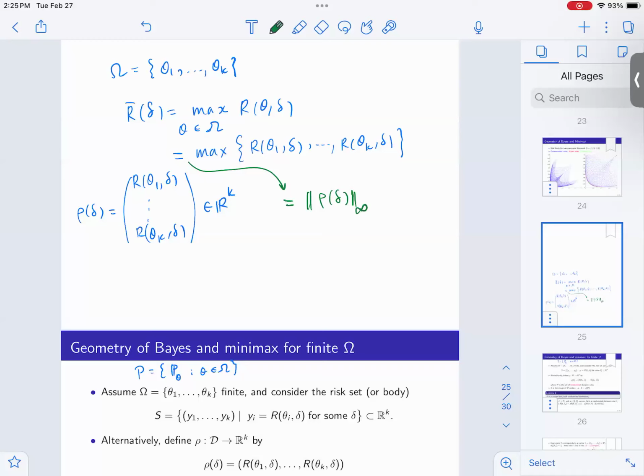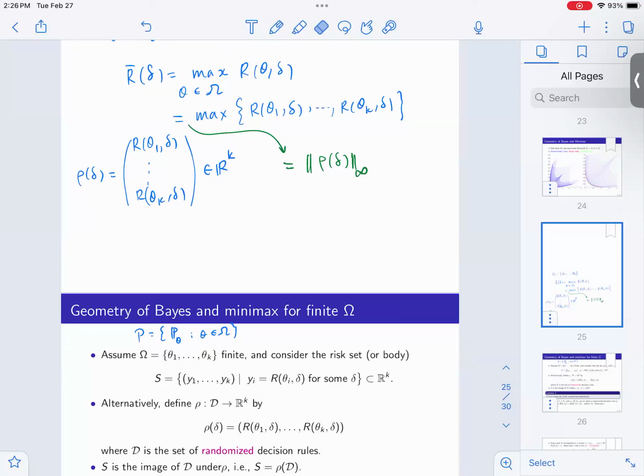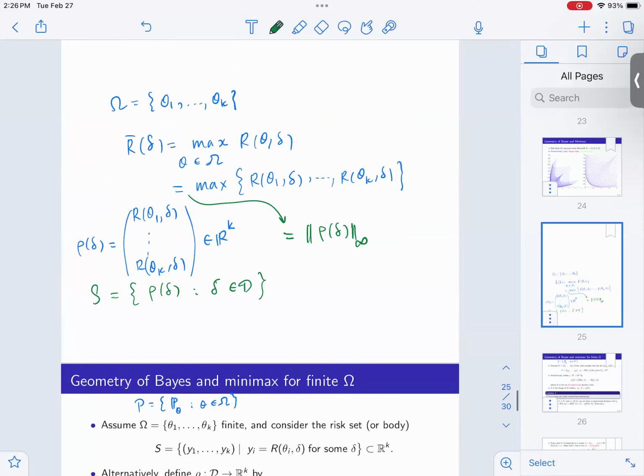Now you're going to make one more abstract step, which is, as I vary this delta, this vector is going to move in R to the k, but there are constraints because it's an estimator and this is a risk. It's not going to carve out everything. So it's going to carve out a set. I'm going to call this S. It's going to be the set of rho delta as delta varies in D. So this D is the set of all possible decision rules, just any decision rule that you can imagine.